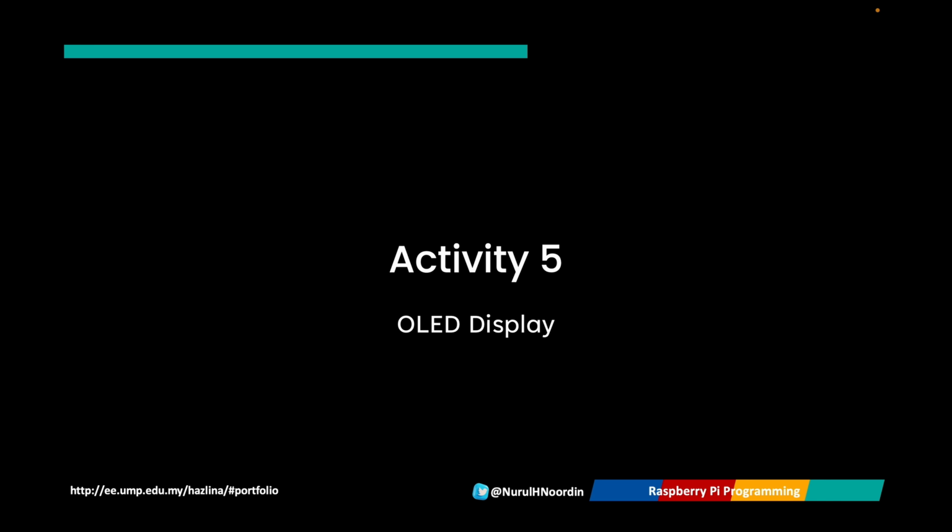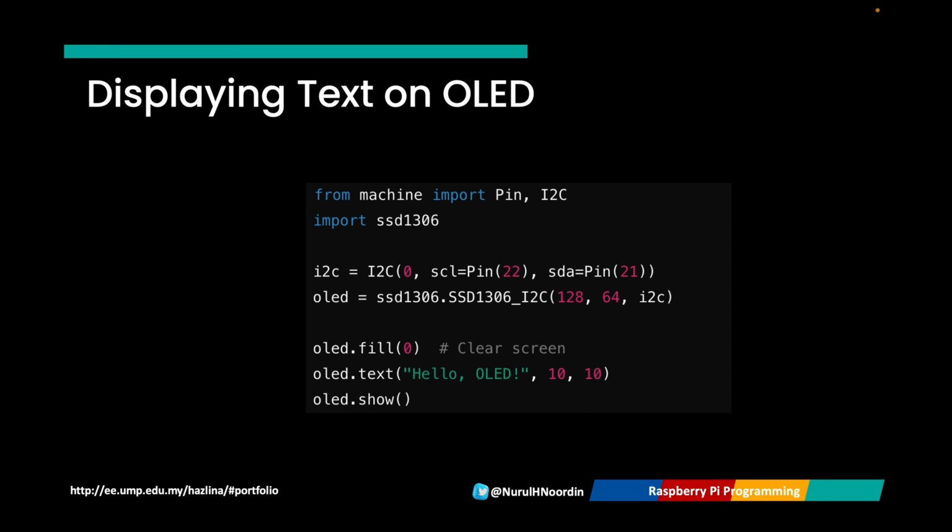Open Thonny IDE and connect to Raspberry Pi Pico. Copy the SSD1306.py file into the Raspberry Pi Pico file system. Import the library in your Python script using import SSD1306. Once installed, this library allows us to send commands to the OLED display using simple functions like text, show, and fill.